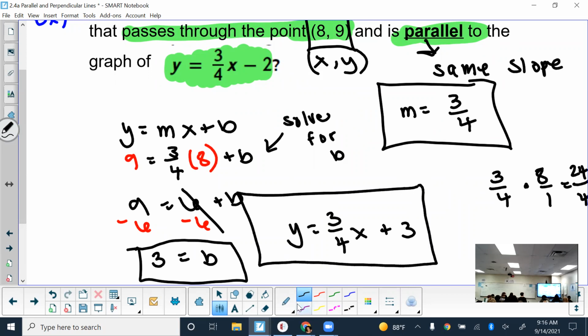All right, any questions? I'm going to highlight it. All right, so that's the final answer in slope-intercept form. Good. All right, let's do the class example, and this time we'll go a little faster.